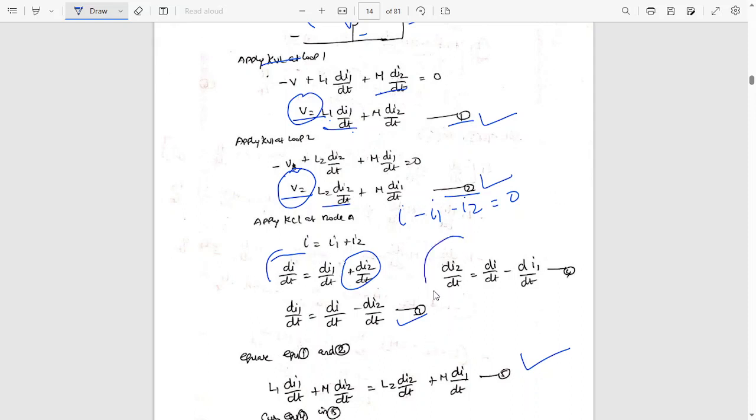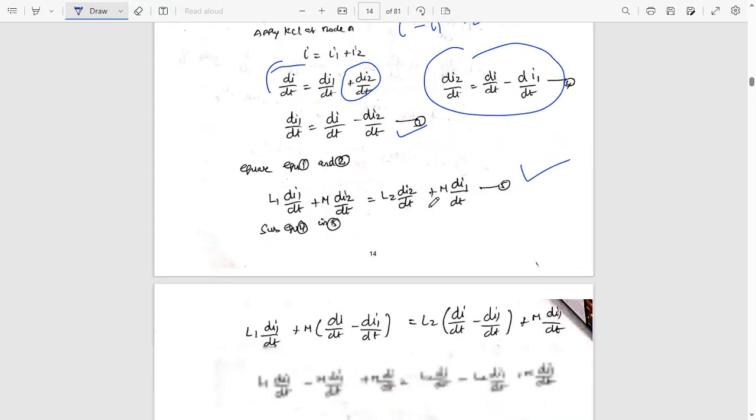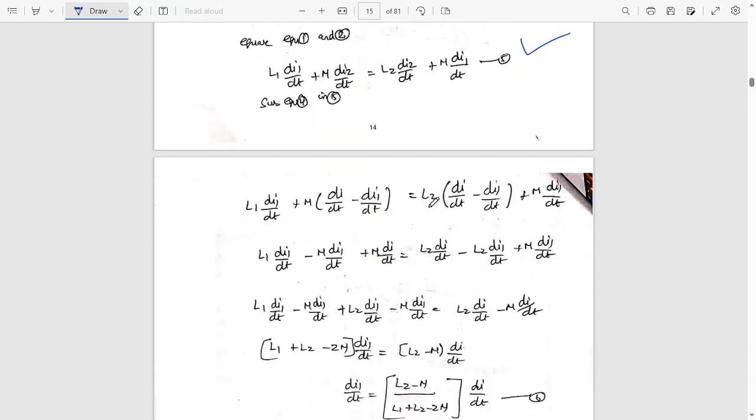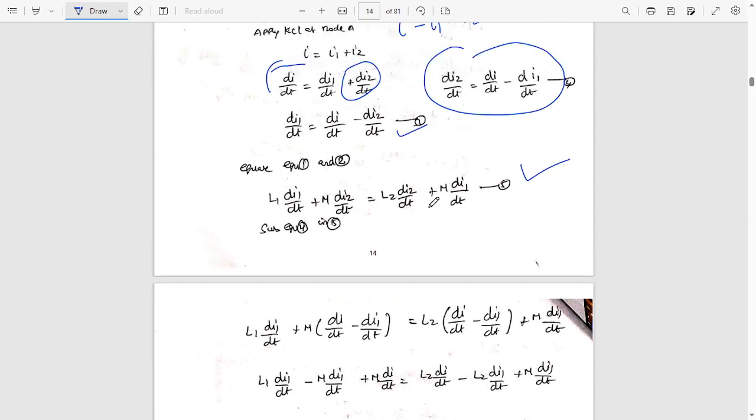Okay, now I am going to substitute equation number 4 in equation number 5. What is equation number 4? di2 by dt equal to di by dt minus di1 by dt. Instead of di2 by dt present here, I am going to substitute the right hand side value, di by dt minus di1 by dt.